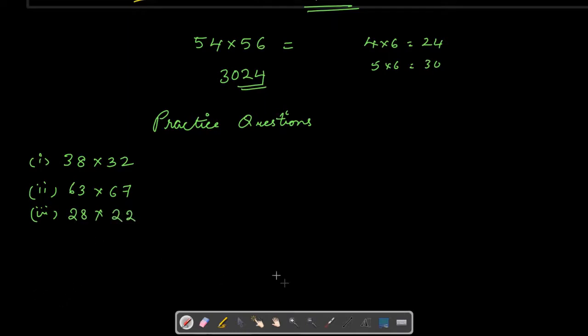Okay. Now let us move to the next topic, or the next type. So what is my second type? In the second type, we are going to multiply any two-digit numbers.